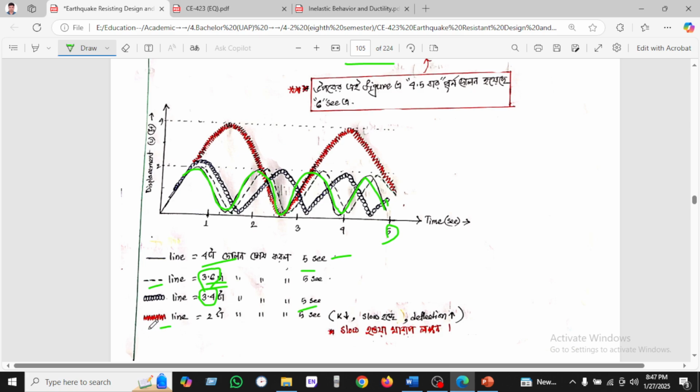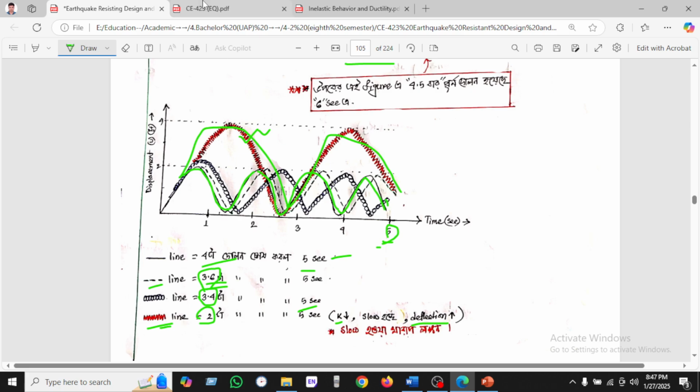And the last one, the red-colored cycle, completes 2 cycles fully within 5 seconds. So this red one is not good, as the steepness is decreased, then it will be slow, and the deflection will increase.